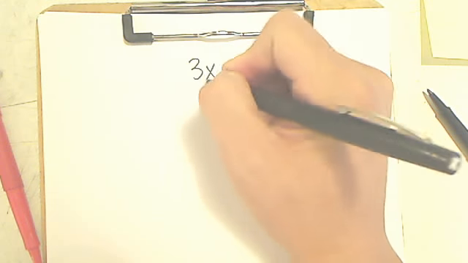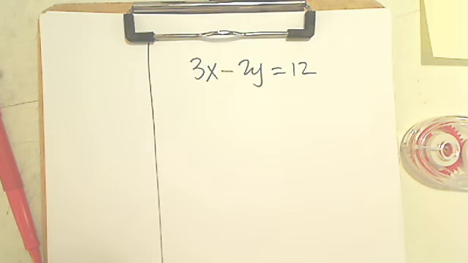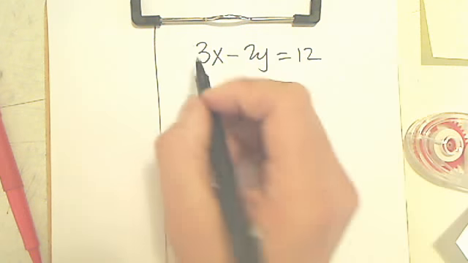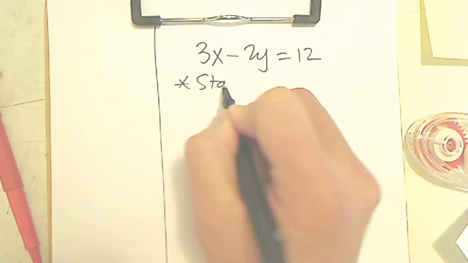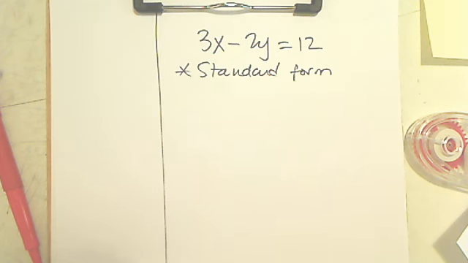Two ways to solve this. On your notes you should have two columns. We have 3x minus 2y equals 12. What do you notice about the equation? What form is it in? Standard form, ax plus by equals c.